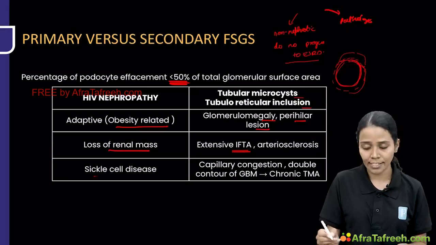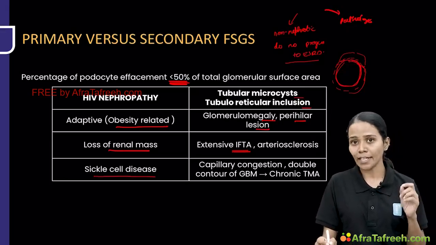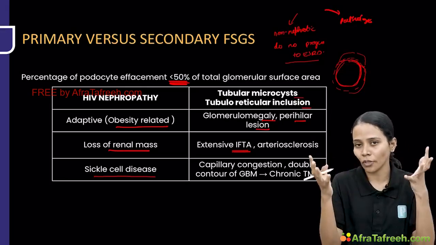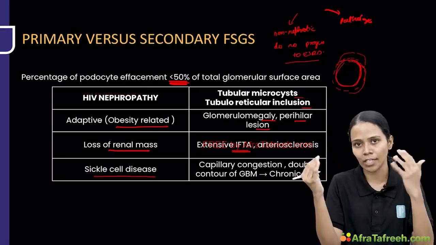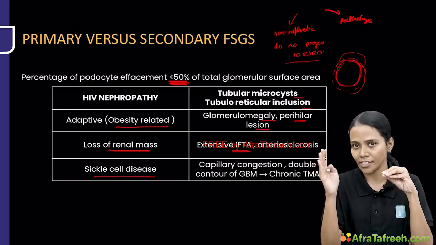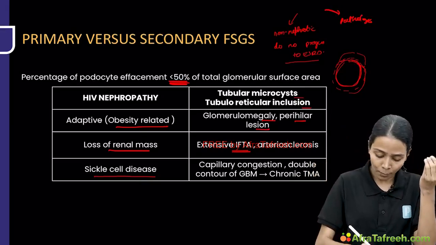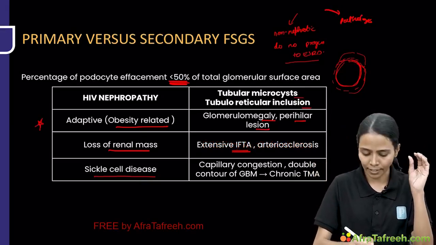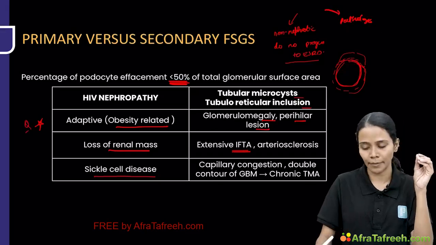Again, there is sickle cell disease where there can be capillary congestion and double contouring of the GBM, like in chronic TMA appearance. So, sickle cell nephropathy can cause that. Okay. So, these are the additional findings that we will see in secondary. Most important here, you have to remember obesity related. That is what has been asked as a question multiple times.